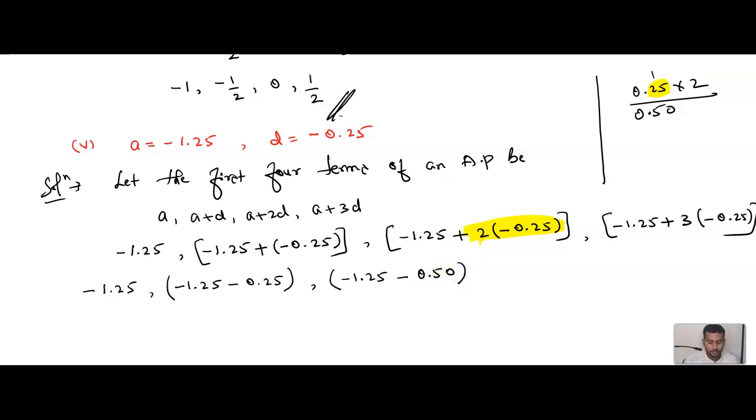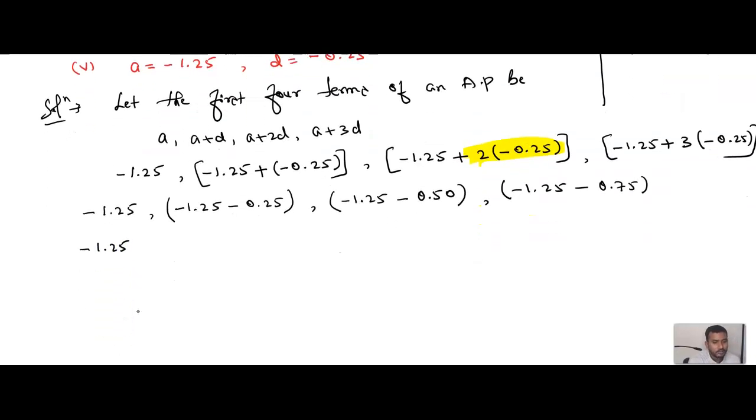0.50. See, 2 times of 0.25. 0.25, 0.25. That is nothing but 0.50. It's easy, no? 25 plus 25 is 50. That's what here. Got it? Now, comma, minus 1.25 plus into minus is minus 3 times of 0.25. 0.75. Very good. Correct, no? 25, 25, 25. 3 times. 0.75.